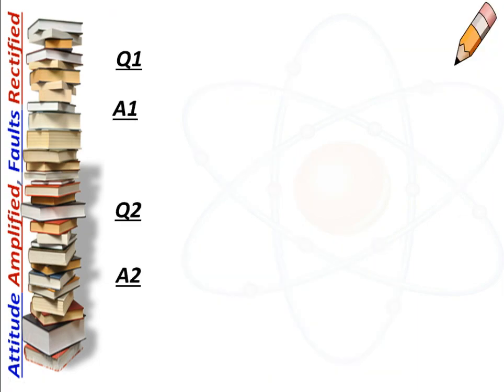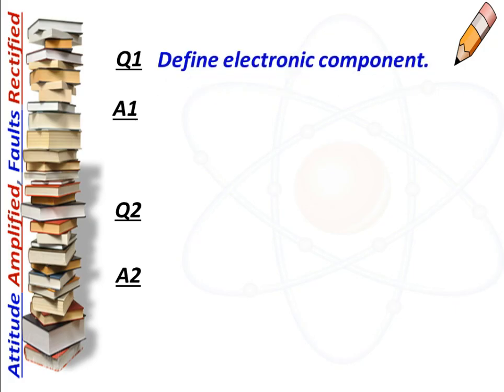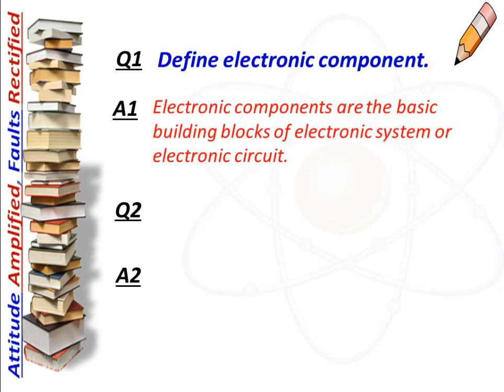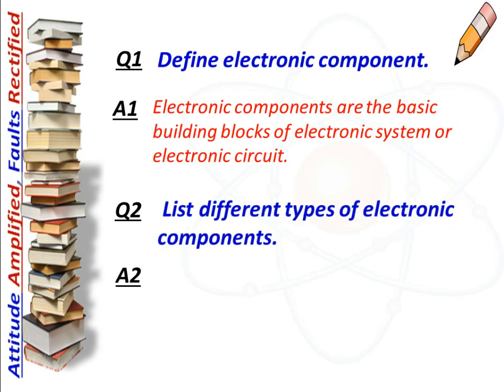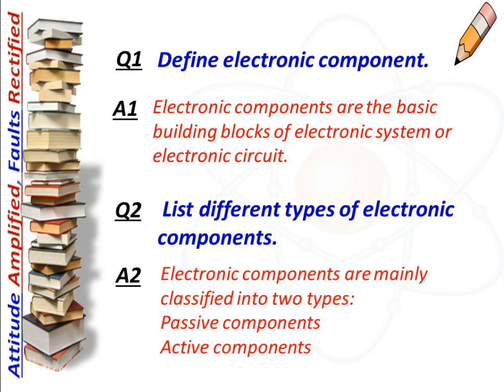So let's start. The first question is, define electronic component. The answer is, electronic components are the basic building blocks of an electronic system or electronic circuit. List different types of electronic components. Electronic components are mainly classified into two types: passive components and active components.